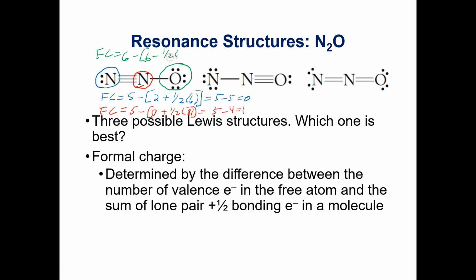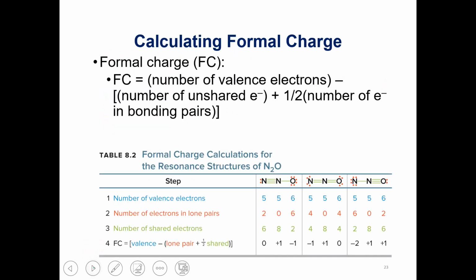Minus 1/2, and there are 2 bonding electrons. Half of 2 is 1. 6 plus 1 is 7. So 6 minus 7 gives me a formal charge of -1. So I'm not going to go through and do this for all 3 structures, because it's already been done for you.